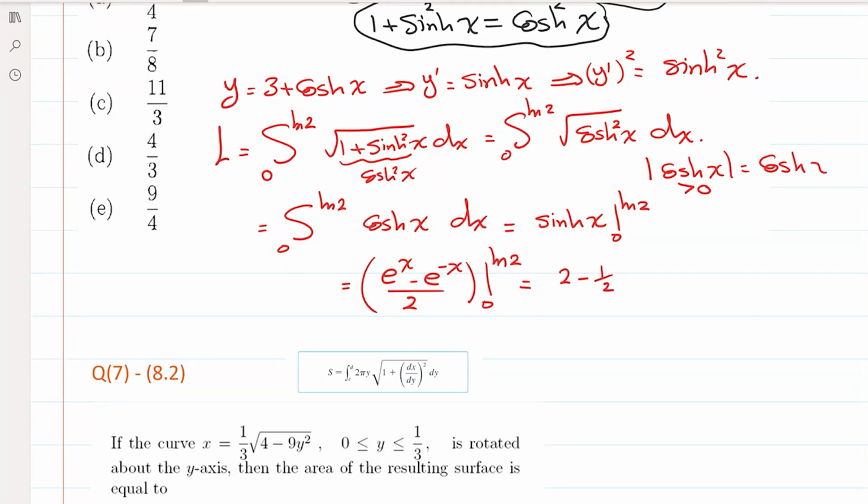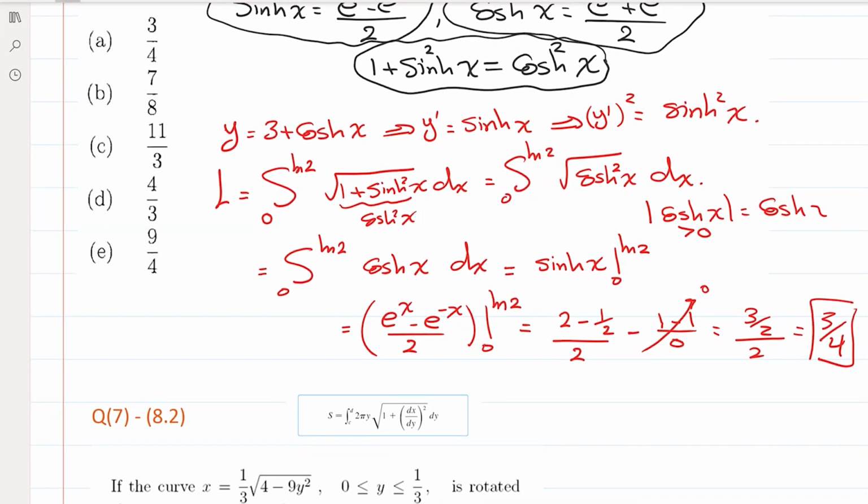Half. Exactly. Over 2. Minus, substitute 0: e to the power 0 is 1, minus e to the power minus 0, also 1, over 2. So this is 0. So the answer will be 2 minus half, which is 3 over 2, over 2. So the answer will be 3 over 4, which is A.